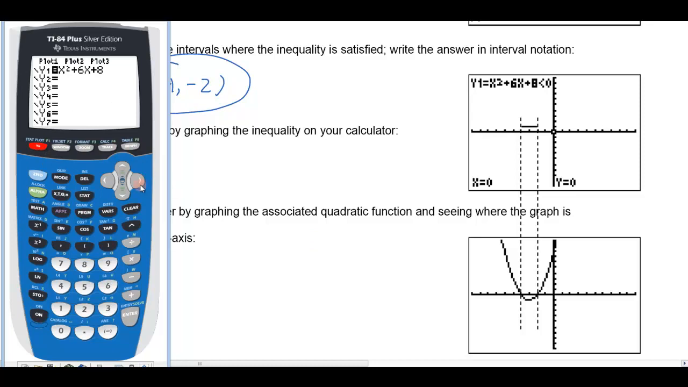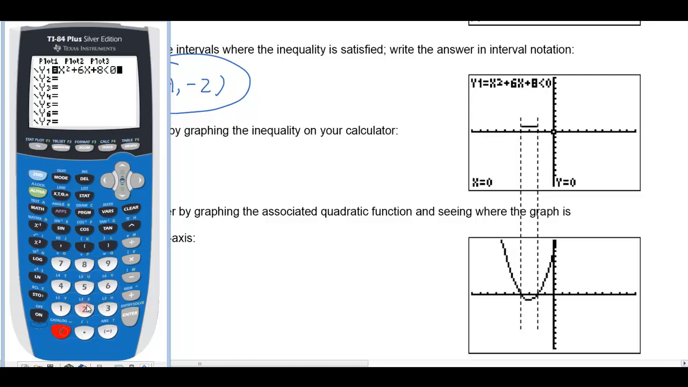At the same time, I could also graph where the x squared plus 6x plus 8 is less than. So I'm going to go to this test menu right above the math. Notice I hit the second button right here, and then I'm going to hit the test menu, and I want number 5. Actually, I just want it less than.